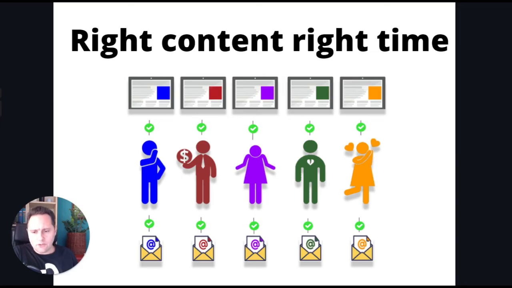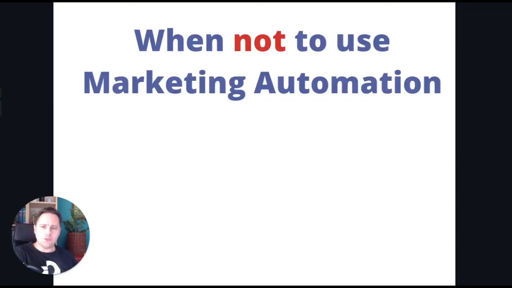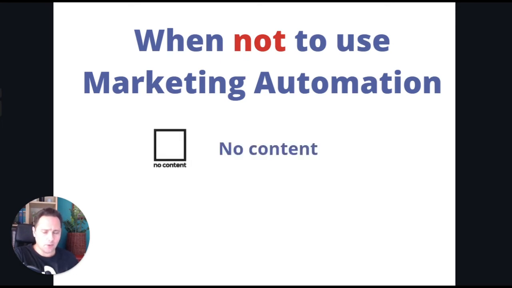Okay, so there are cases as well when you should not use marketing automation. It's not for everyone. For example, if you have no content, then it's really hard to put marketing automation in action because it relies heavily on content. Even if that's your website, and you try to push people to content on your website, you still need some kind of information on your website which would make them convert.